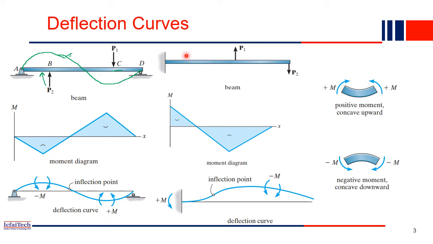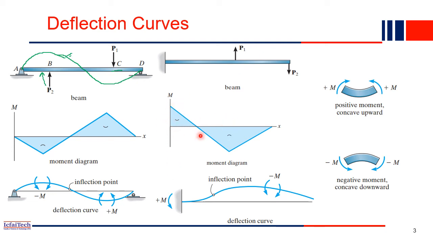Now similarly, can you draw the deflected shape of this beam? Here also this is a cantilever beam. One end is fixed, another end is free, and two forces are acting. One is P1 and the other P2, both concentrated forces. So what will be the deflected shape? Draw the bending moment first.